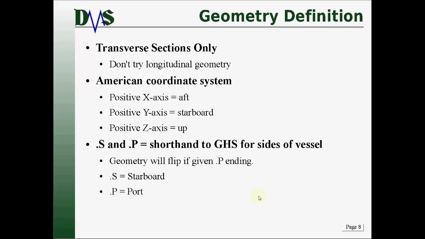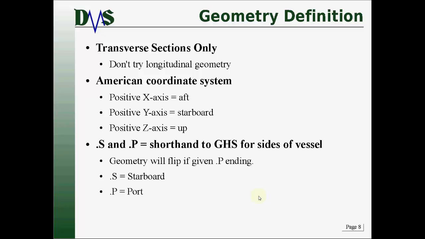And then, of course, you have to remember that GHS is using the American coordinate system at the heart of GHS anyways. Which is positive X points aft, positive Y points to starboard, and positive Z points up. And now the reason you have to remember that is because you'll see a lot of parts and a lot of components will have a .S or a .P on the end of their part name. That means something to GHS. It's not just part of the name that you assign it. If you type a .S or a .P, GHS will interpret that as shorthand for specifying the sides of the vessel.